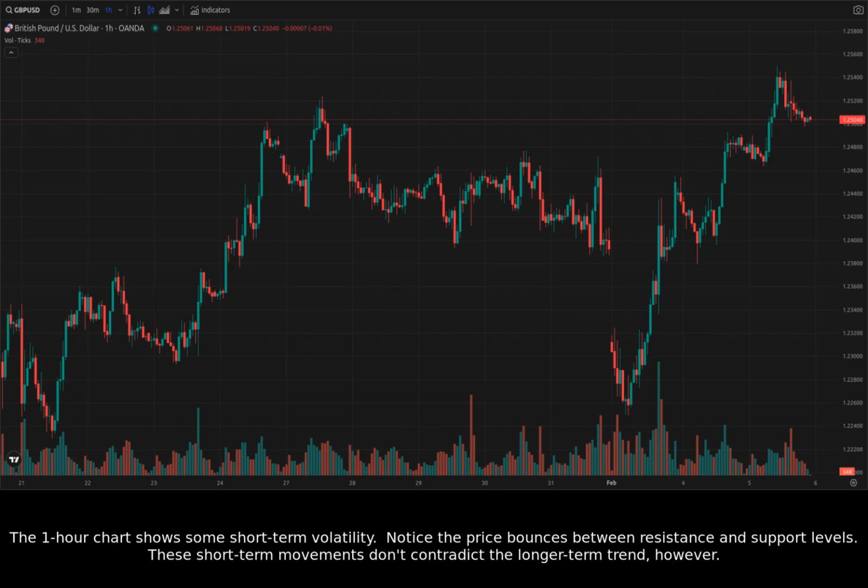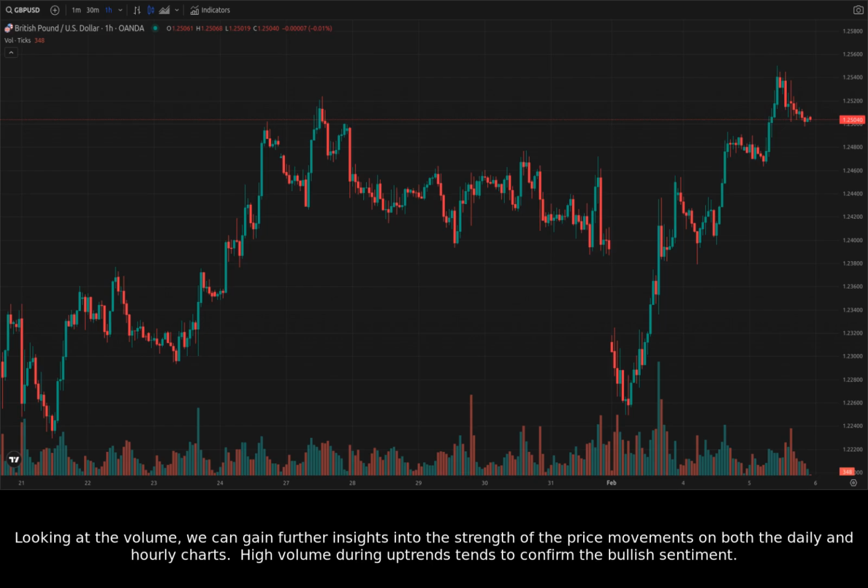The 1-hour chart shows some short-term volatility. Notice the price bounces between resistance and support levels. These short-term movements don't contradict the longer-term trend, however. Looking at the volume, we can gain further insights into the strength of the price movements on both the daily and hourly charts. High volume during uptrends tends to confirm the bullish sentiment.